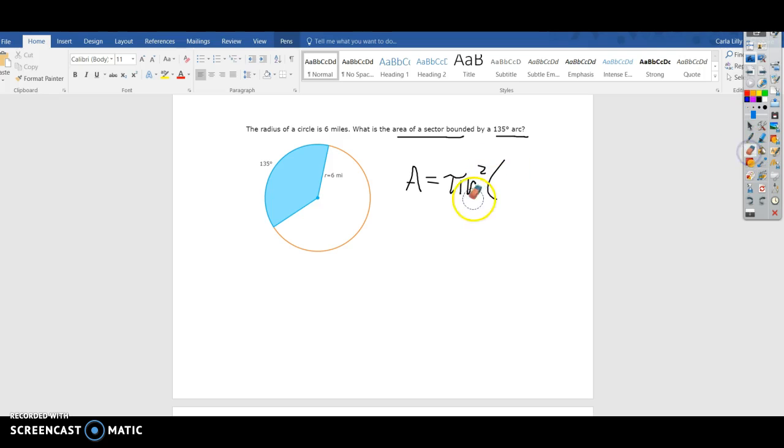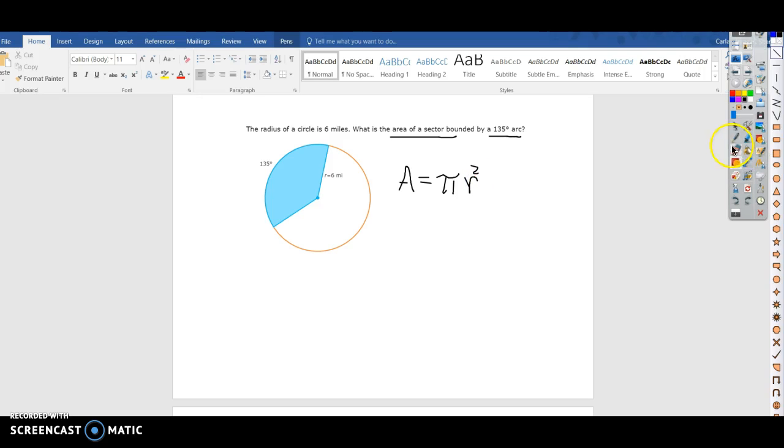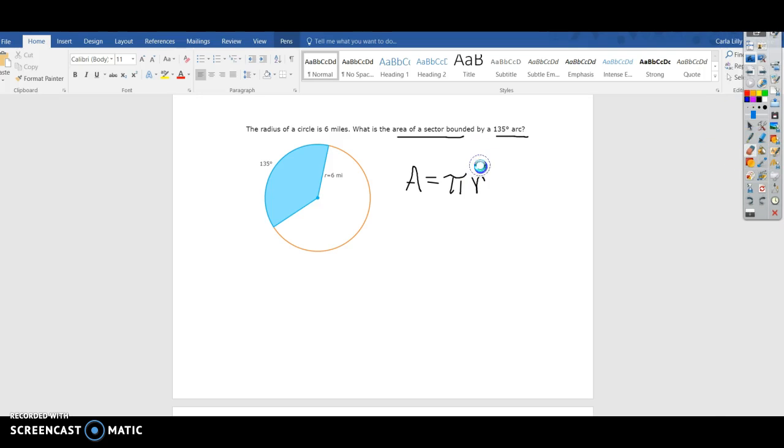And that's a terrible R. Let's see if I can fix that. That's multiplied by, we'll call x, the degrees, over 360. So that's the portion of the circle that's shaded in blue here. Okay, so the sector is the blue part, and that's 135 degrees.